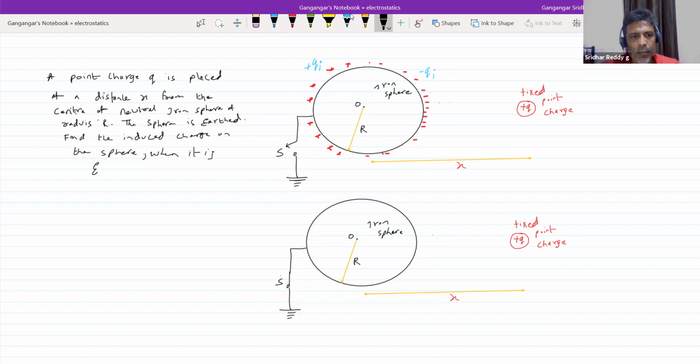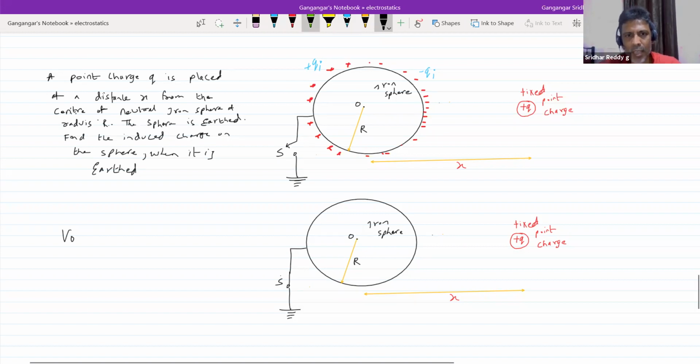When it is earthed, now I don't know Qi. So what I do is I will earth it. When you earth it, the potential of the conductor should be 0. So looking at the second diagram, the potential at point 2 should be equal to what also.